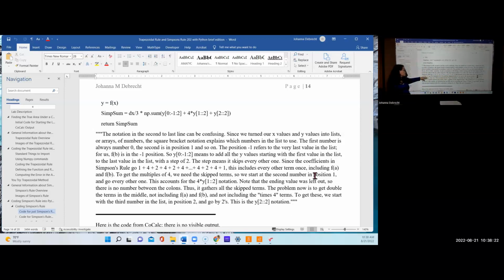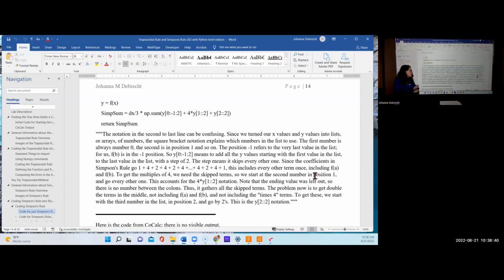once, including the f of a and f of b. And to get the multiples of 4, we need the skip term. So we start with the second number, which is in position 1, and we go every other one. So starting at 1 and going by 2. This accounts for all of that notation.